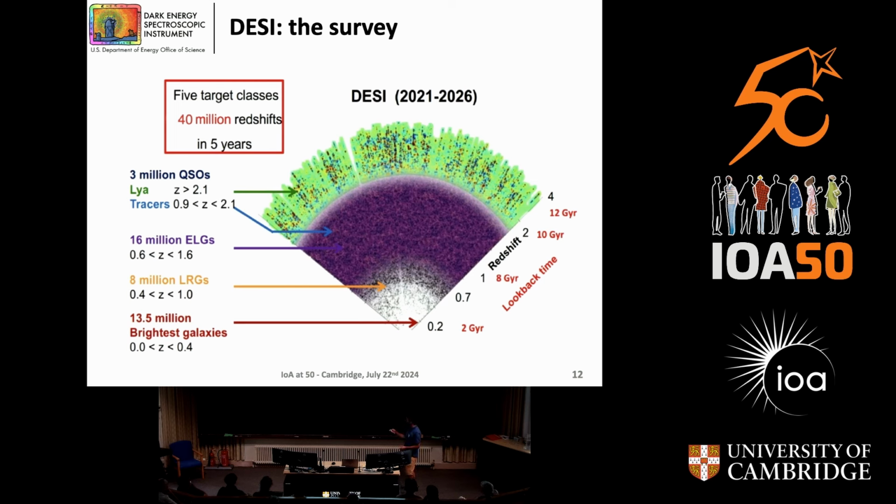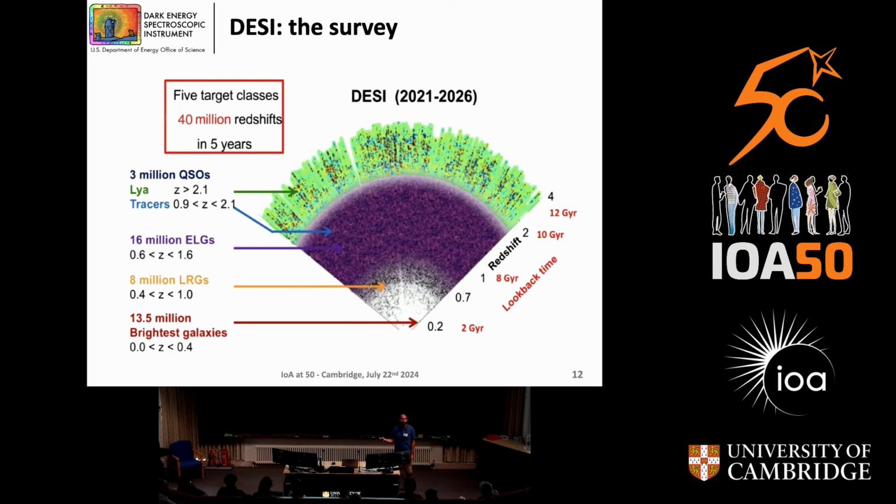And what we do is that when the moon is up, the sky is a little bit bright, so it's very difficult to look for very faint objects. And in that case, we look at these bright galaxies. So we'll observe 13 million bright galaxies that will let us go to redshift 0.4 or so. Then we use luminous red galaxies to go all the way to redshift 1. We'll have 8 million of those. Then emission line galaxies to go to redshift 1.6.